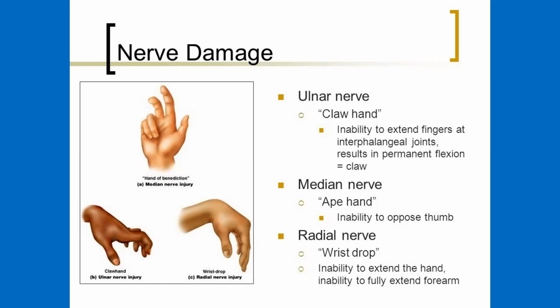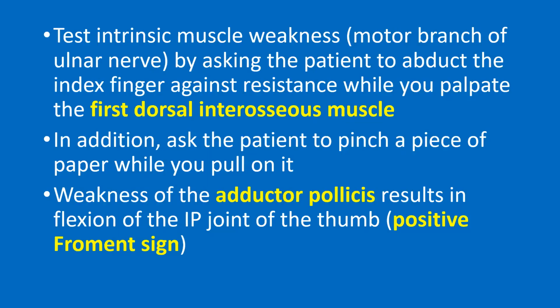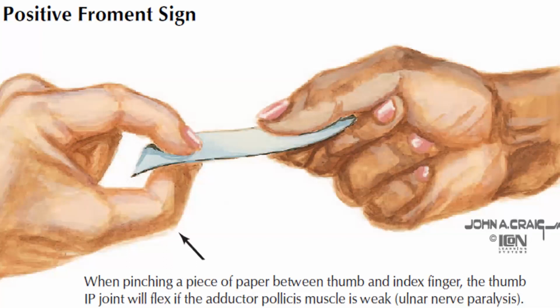To pinch a piece of paper while you pull on it. Weakness of the adductor pollicis results in flexion of the interphalangeal joint of the thumb, and this is Froment's sign. When pinching a piece of paper between the thumb and index finger, the thumb interphalangeal joint will flex if the adductor pollicis is weak. This occurs in ulnar nerve palsy.